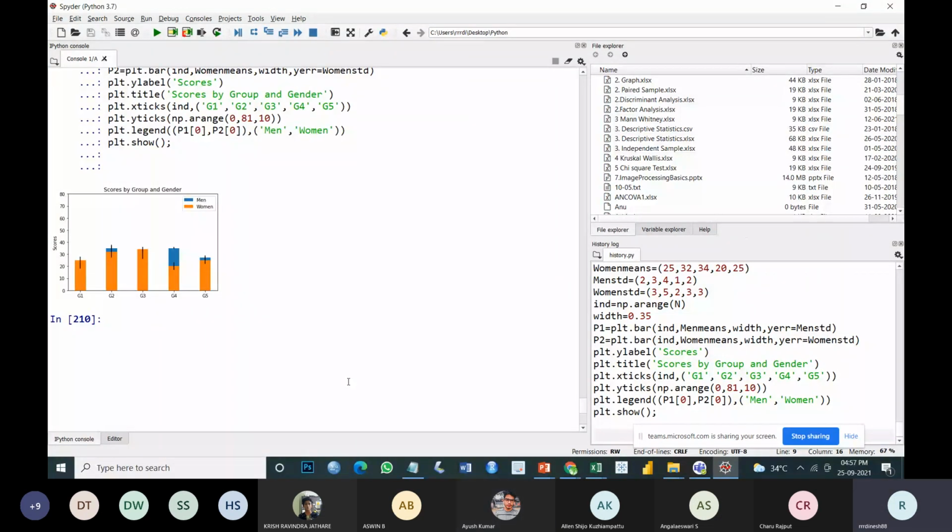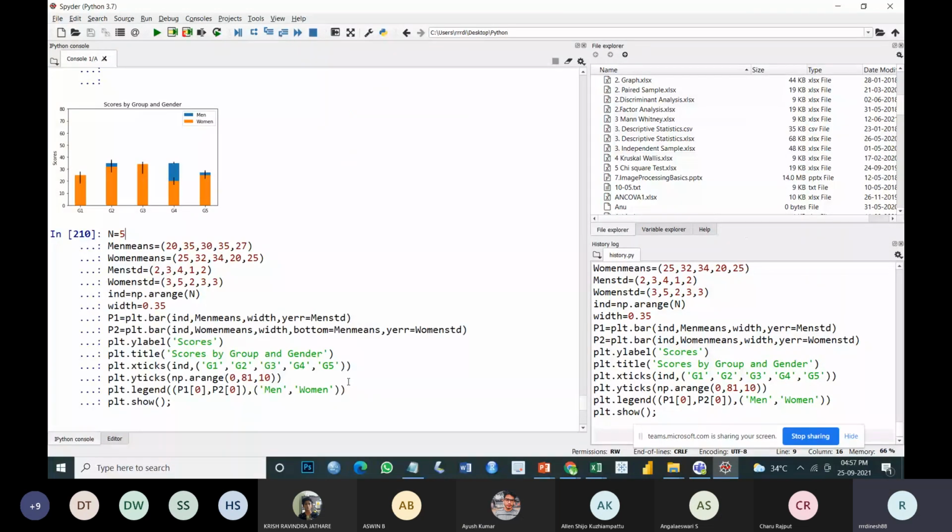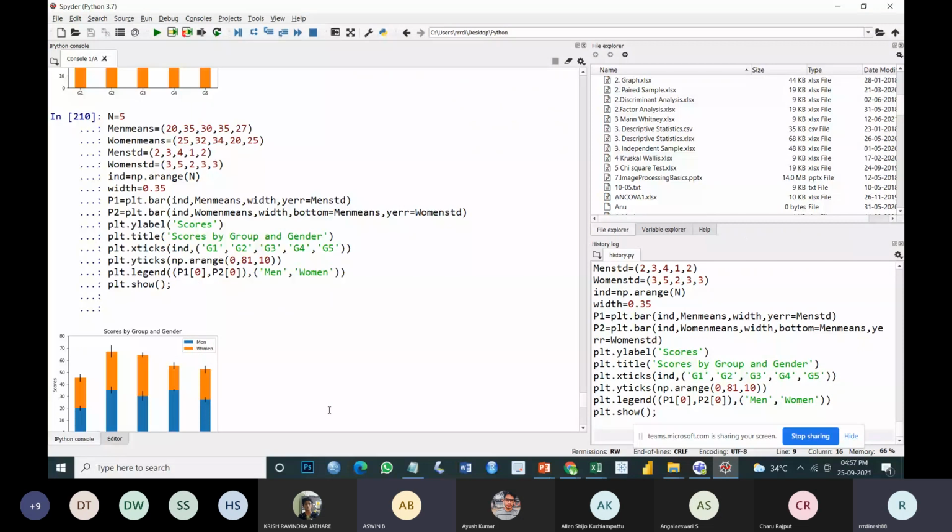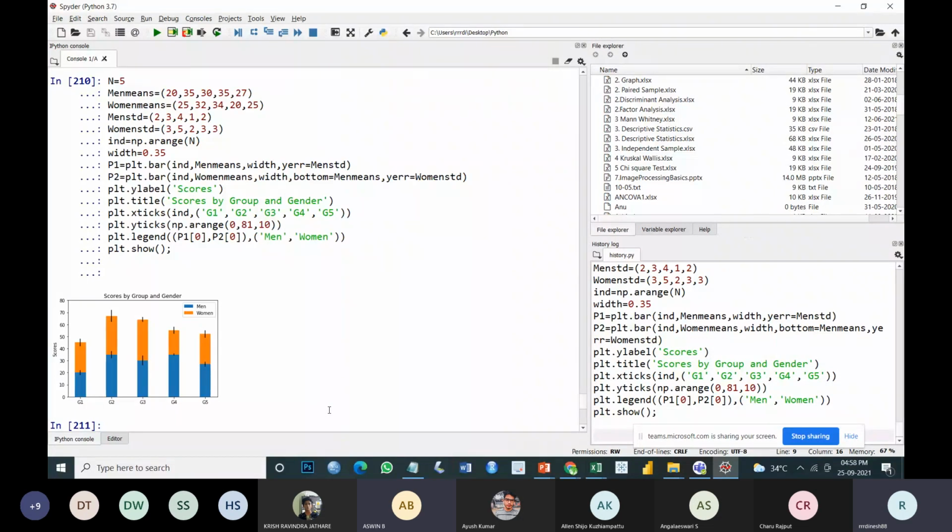Yes, sir. So this is a stacked bar graph. Sir, can you please explain the whereas part, P1 of 0, P2 of 0?